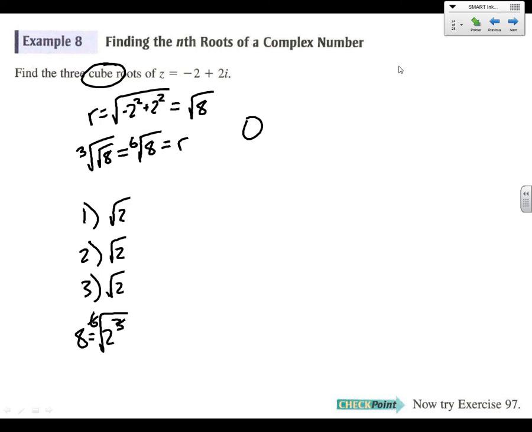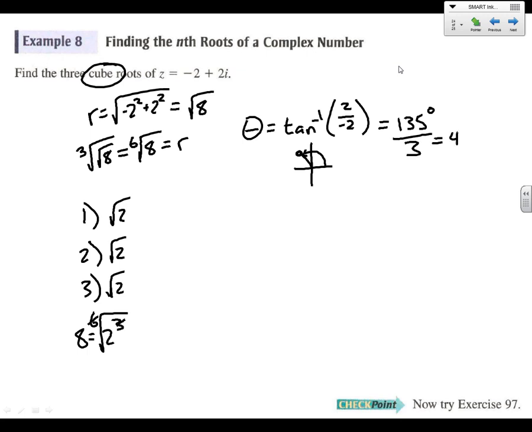All right, now let's figure out our angles here. So theta is the inverse tan of 2 over negative 2. Those angles are the same, so this is going to be a 45-degree angle over here in quadrant 2, so that's going to be 135. All right, so here's what you do first. You take the 135 and divide it by 3. That gets you 45 degrees. All right, that's our starting point. CIS 45, CIS 45, CIS 45.